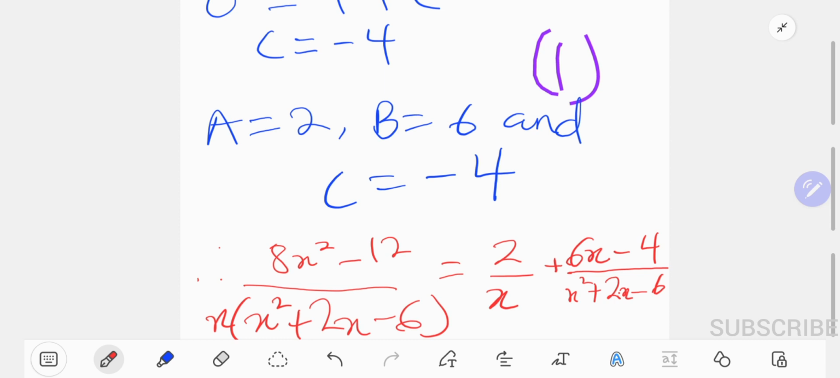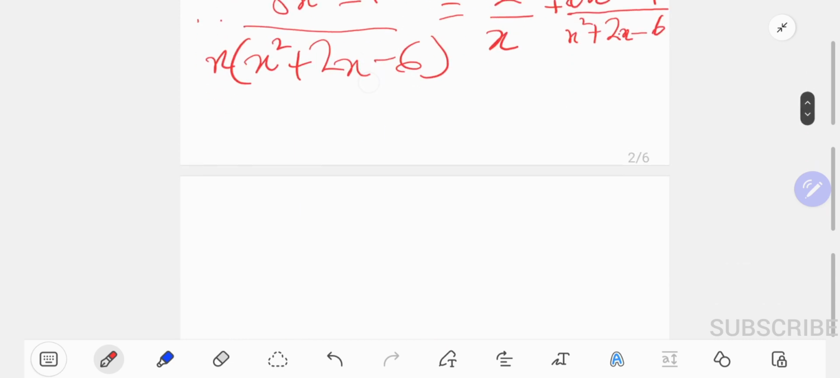Alright, so let's move on to a different example which also contains a quadratic factor as well. So let's try this example. So this is example 2.